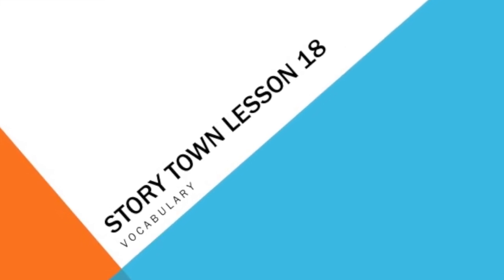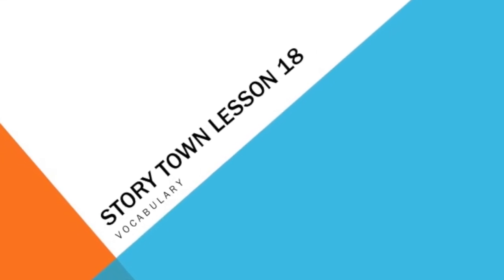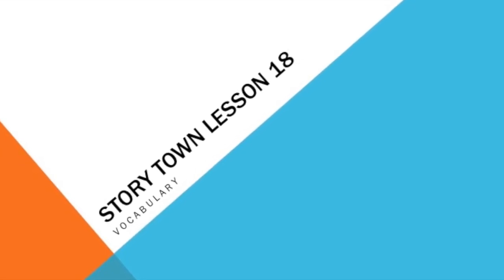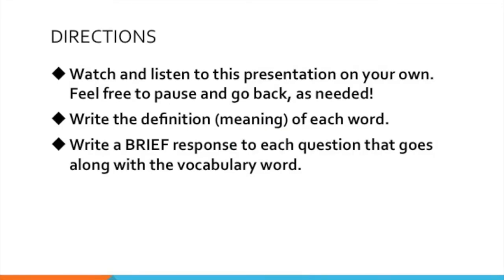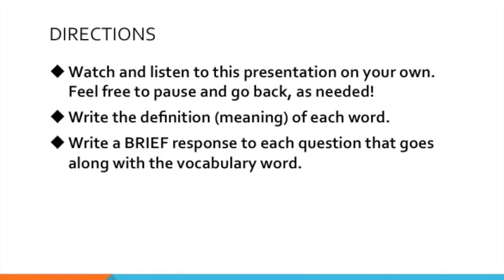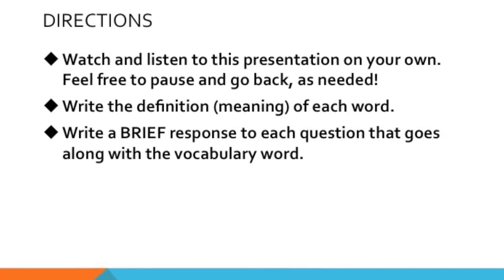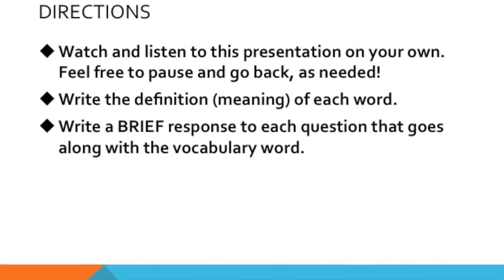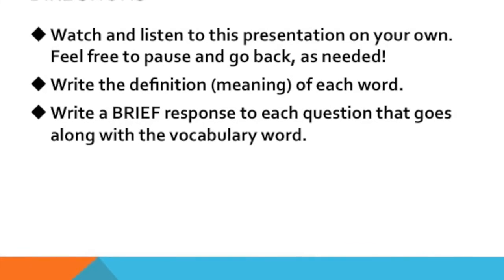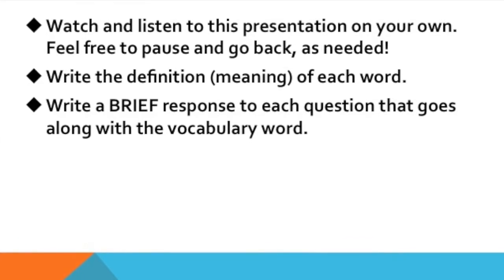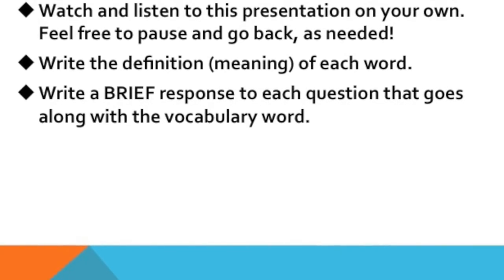This is the flipped lesson for vocab lesson 18. To complete this activity, you will need your vocab sheet, a pen or a pencil, and optionally a highlighter. As always, here are the directions. First, watch and listen to this presentation on your own. Feel free to pause and go back as needed. Then, write the definition or meaning of each word. Finally, write a brief response to each question that goes along with the vocabulary word. Are you ready to get started?